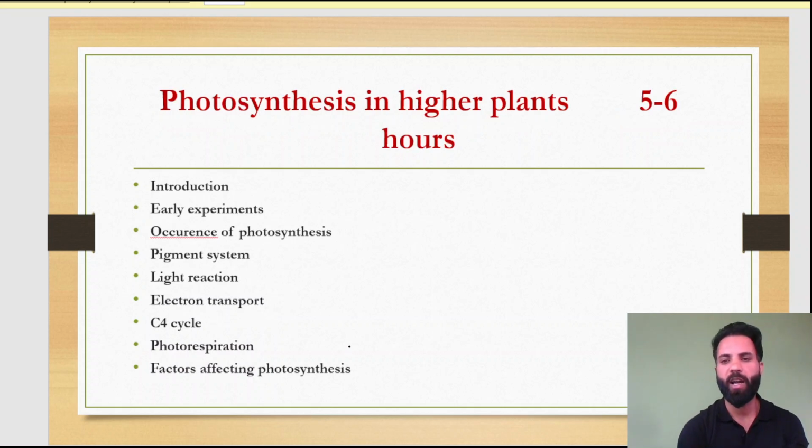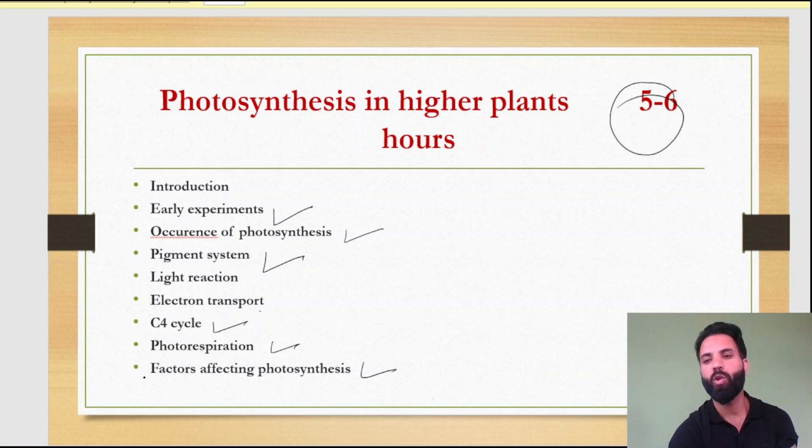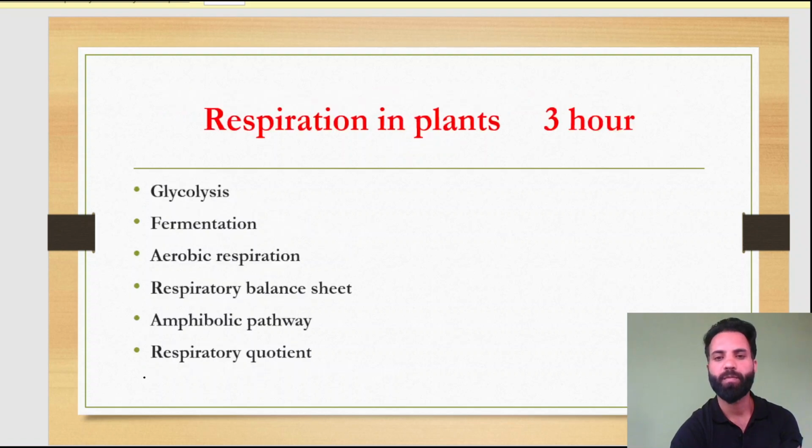Now photosynthesis in the higher plants is a very lengthy and the most important unit. In this we will study photosynthesis, the early experiments done by the scientists, the pigment systems, light reaction, C4 cycle, photorespiration, and the factors affecting photosynthesis. It will get completed in 5 to 6 hours.